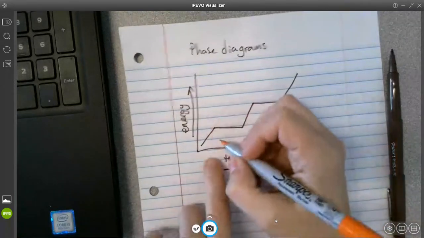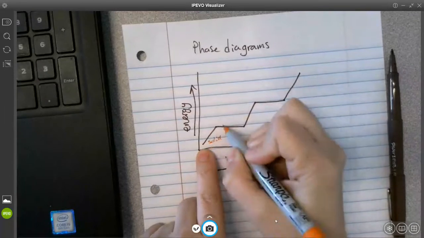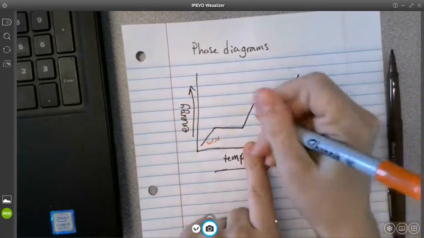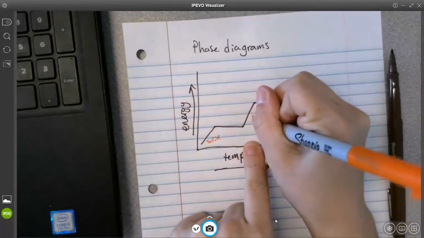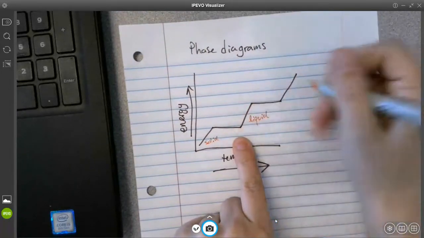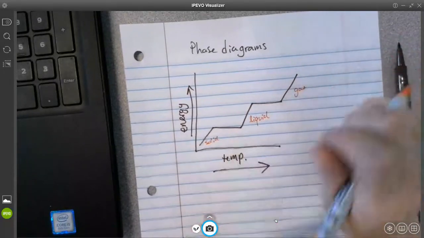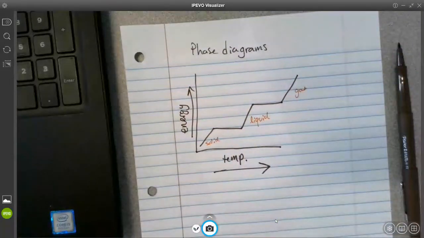So if something is solid, it's going to be in this first slope. If you have something that's in its liquid phase, it's the second slope. And last but not least, that's going to be in our gas phase. Now, some of the other phases that we've seen, they can be in them for quite a while without us actually noticing that they've changed.